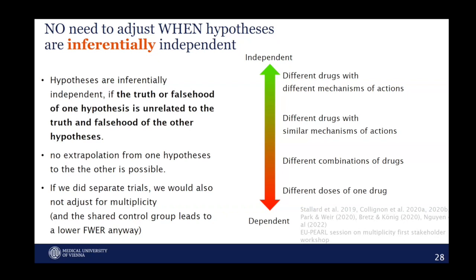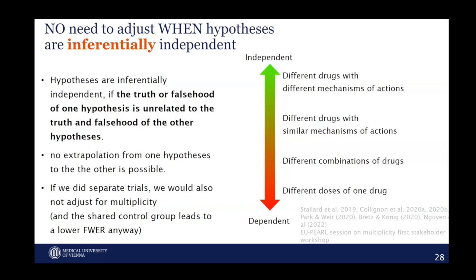We consider hypotheses as inferentially independent if the truth or falsehood of one hypothesis is unrelated to the truth or falsehood of the other hypothesis, so that there's no extrapolation from one hypothesis to the other one. And here you can see a very rough guidance on when we consider claims independent and when dependent. You have independent claims if you're testing different drugs with different mechanisms of action. Then there might be no need for multiplicity adjustment at all.